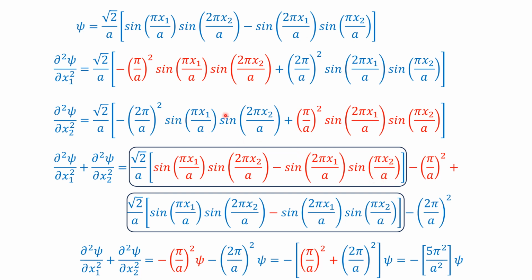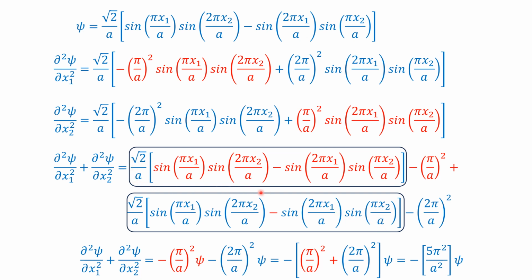You do the same thing for this blue color part. Here you take minus 2 pi over a whole square outside, because it's common. Then this will become sine pi x1 over a multiplied by this factor. And here, as usual, we have taken minus outside. So this will become minus sine 2 pi x1 over a multiplied by sine pi x2 over a.